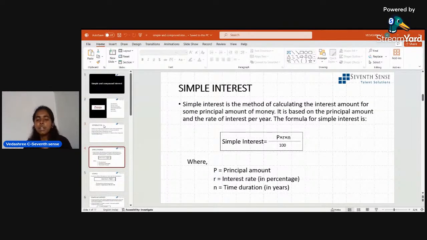Now coming to the formula to calculate the simple interest, that is P into R into N divided by 100. PRN divided by 100.